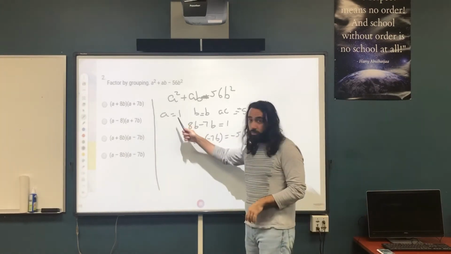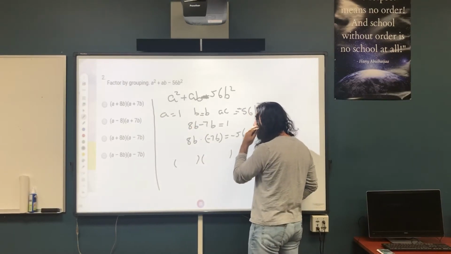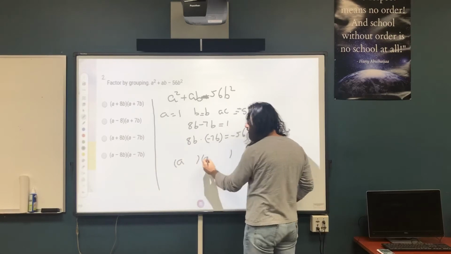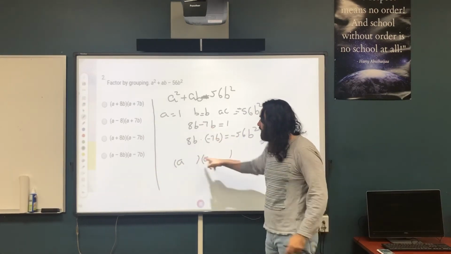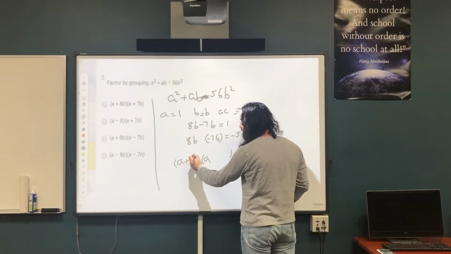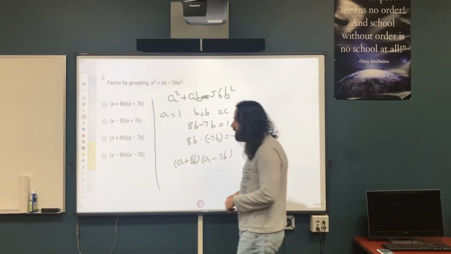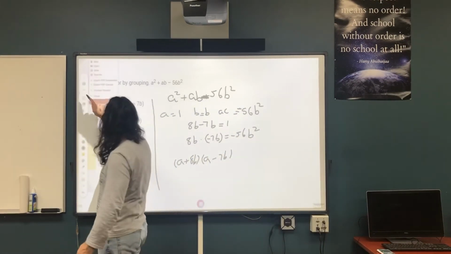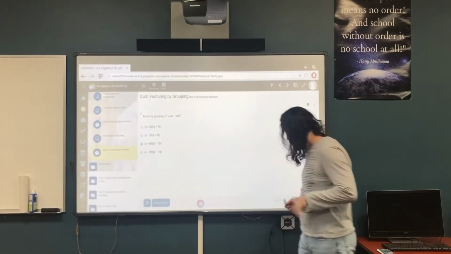Because a equals 1, we can immediately put them in the parentheses. Of course, the variable is a, so the first terms are a times a, which is a squared, and you add the numbers that you found, 8b and minus 7b. So the first one is a plus 8b, a minus 7b, which means the third one is the answer. We did a lot of practice about it in the previous assignment.